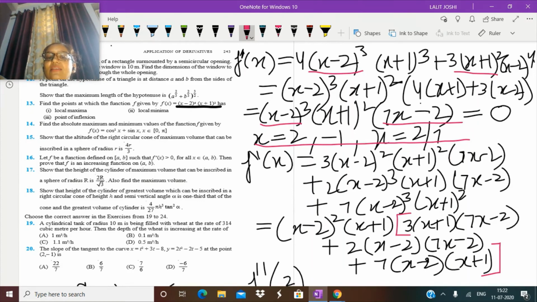Then I'll just write (x minus 2) whole cube as it is, (x plus 1) whole square derivative will be 2(x plus 1) and (7x minus 2) as it is. Then the derivative of (7x minus 2) will be 7 and these two factors will be as it is.